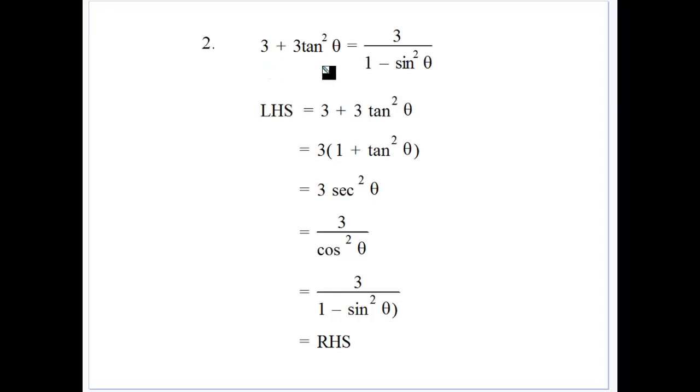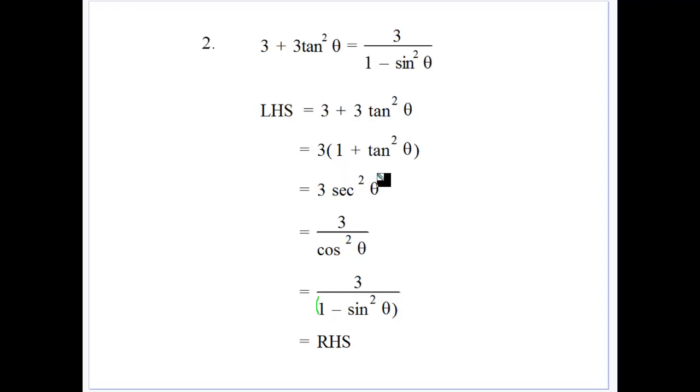So the next one, we start with our left-hand side, 3 plus 3 tan squared theta. And I see that I want to get sine in there, so I know I need to manipulate it somehow. So I factorise the 3 out. Gives me 1 plus tan squared theta. Now I know 1 plus tan squared theta is equal to secant squared theta, which is 3 on cos squared theta. When I know cos squared theta is the same as 1 minus sine squared theta, which is what I wanted. So again, I kept in mind that 1 minus cos squared theta is equal to sine squared theta. Once I saw the sec squared theta appearing there, I knew I was on the right track.